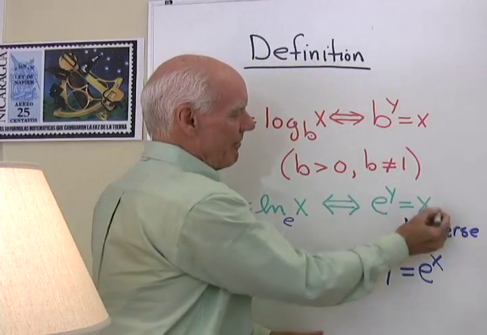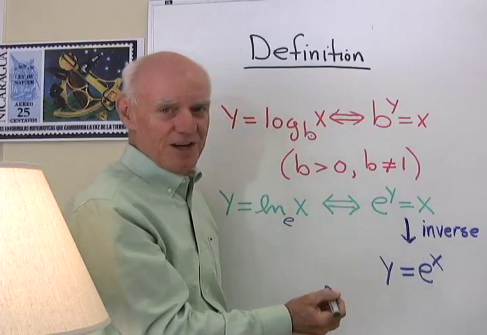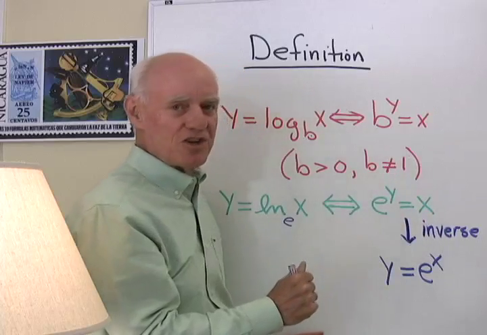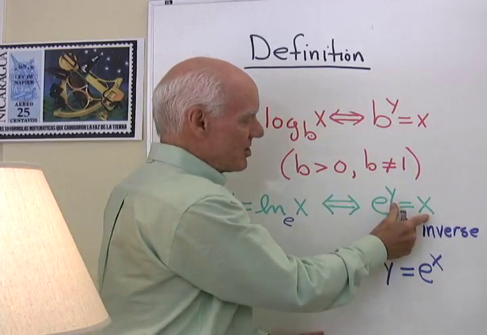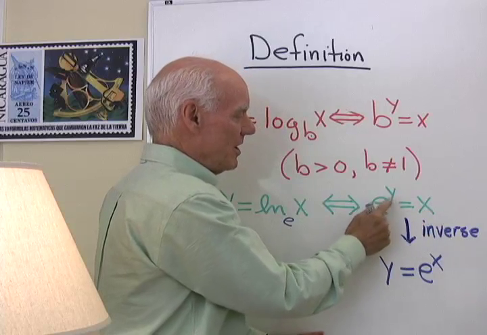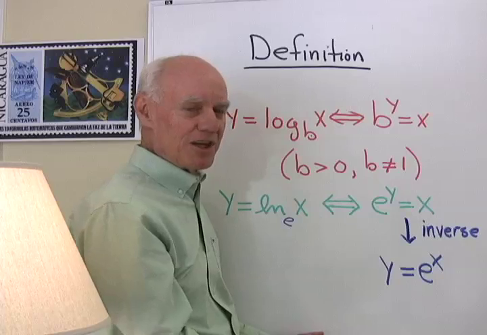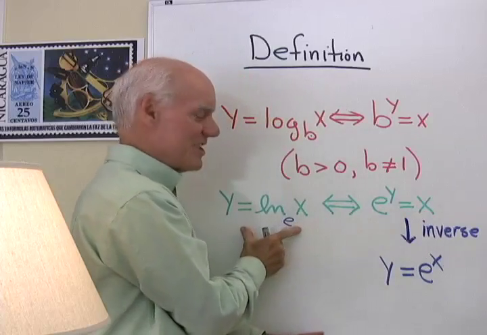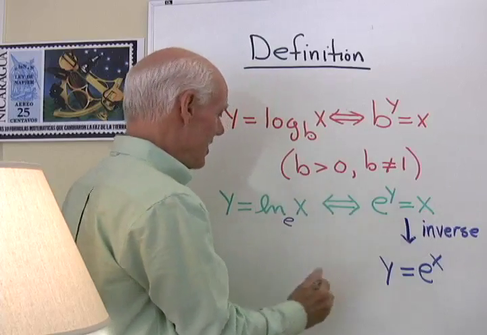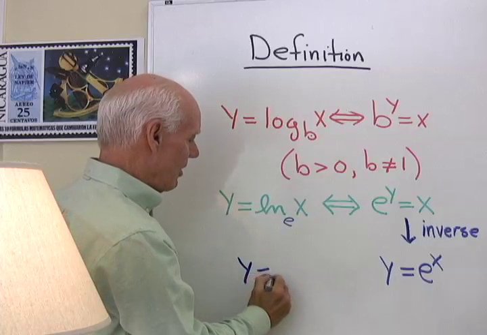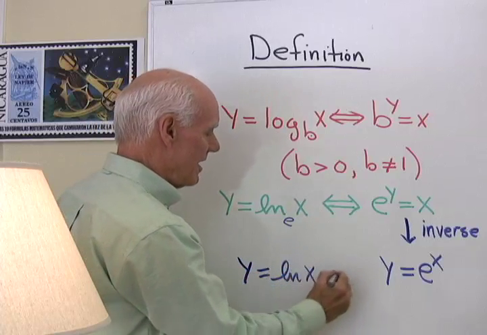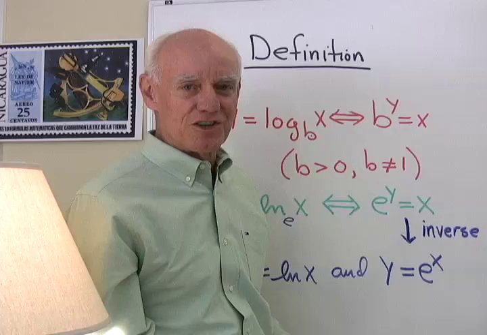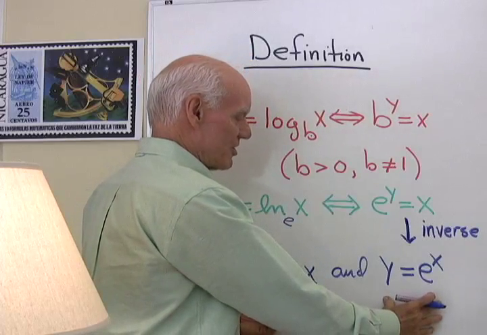Look what happens if I want to find the inverse of this function right here. If I want to find the inverse of this function, all I do is exchange x and y. If I exchange x and y, what do I have? Y equal e to the x. So y is equal to e to the x. That's the inverse of this function. But this function is equivalent to this function. That means that y equal natural log x and y equal e to the x are inverse functions. These functions right here are inverses of each other.